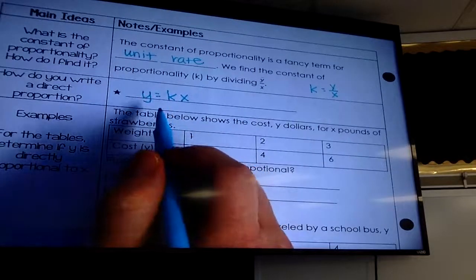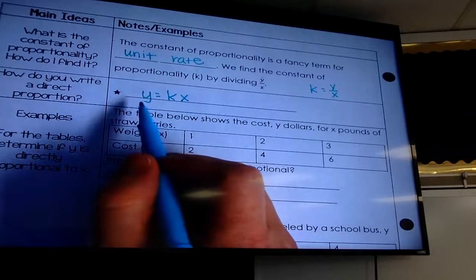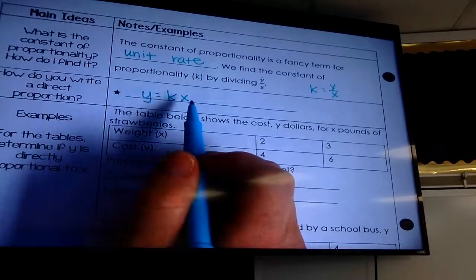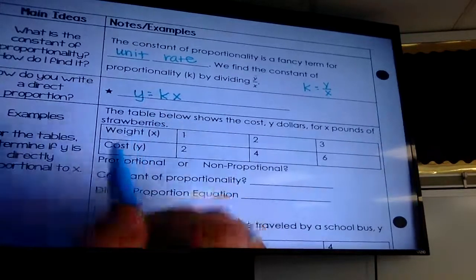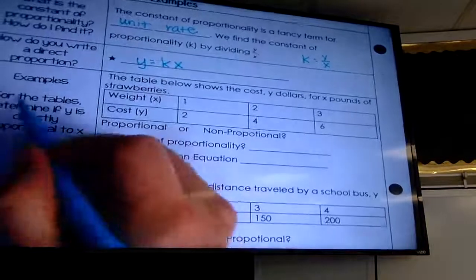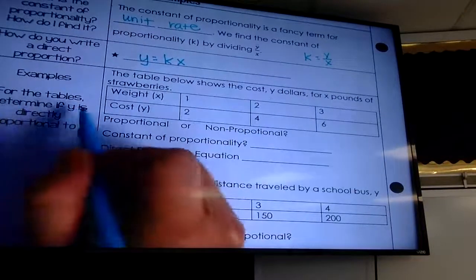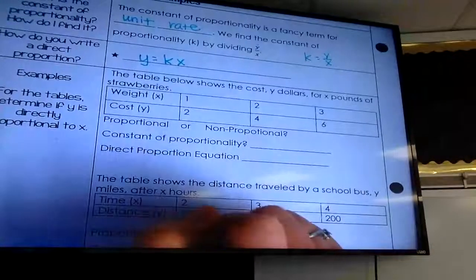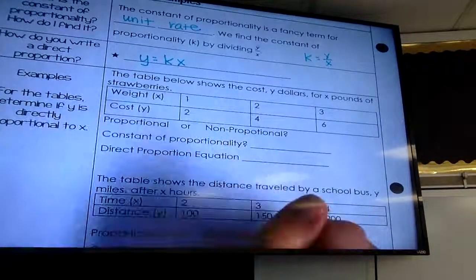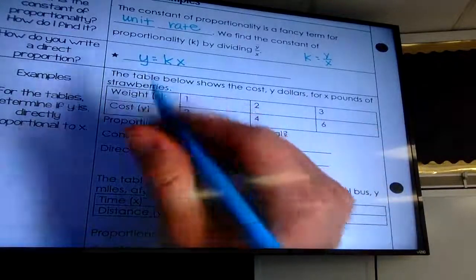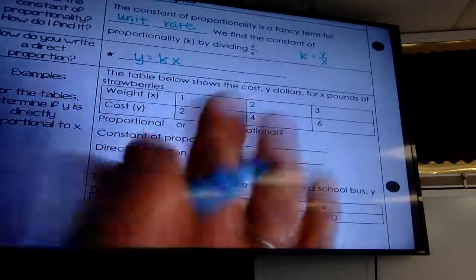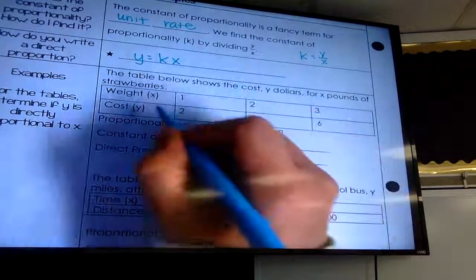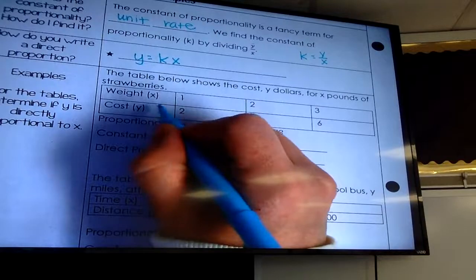Okay, remember, I could also work backwards, which we're not going to do right now, but we will eventually. I could give you the y, and I could give you the k, and you could find the x. That would work also. So here we go. For these examples, it says, for the tables, determine if y is directly proportional to x. And then if it is, we have to answer the other two questions. If we circle non-proportional, we can't even do anything else and we're done. So it's kind of taking what we did on the front and just applying it to that direct proportion equation that's right here. Okay, so I even put the x and y's on here for you.